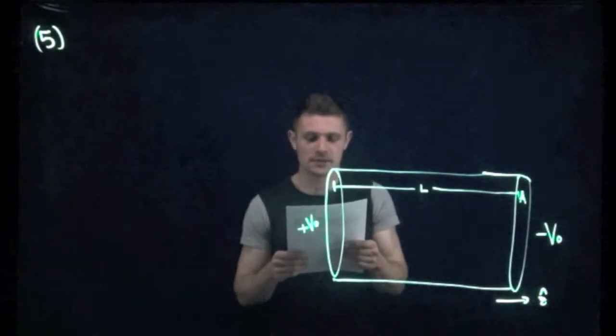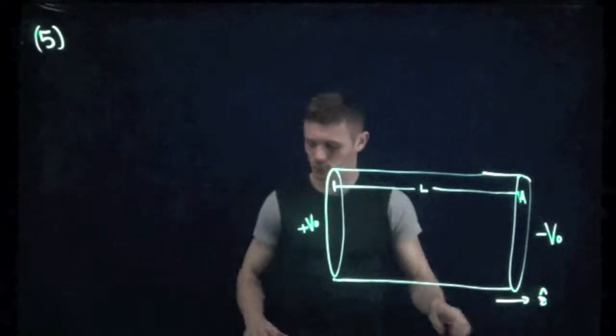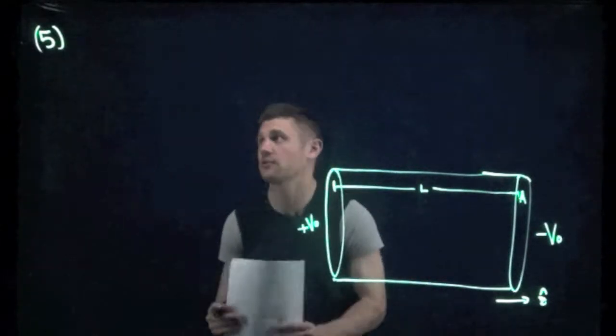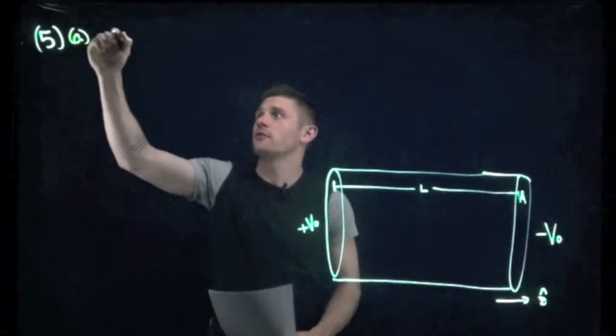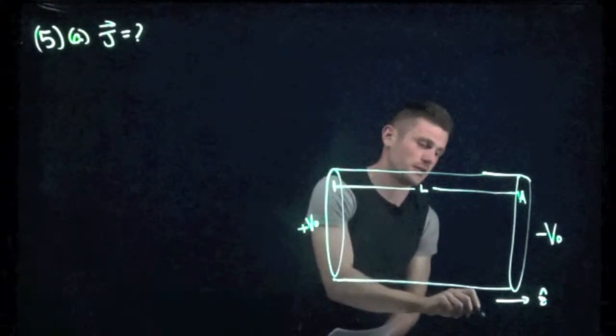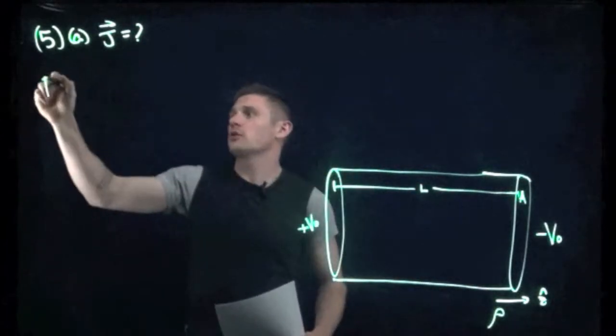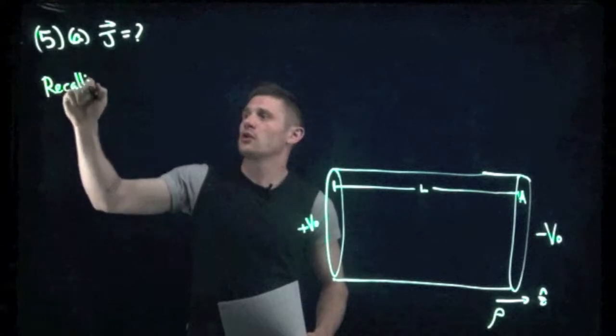Question A asks, in terms of the parameters given, what is the current density in the wire? So we want to know what the current density is. So in part A, we're looking for J. That's current density. Okay, and this has resistivity ρ.